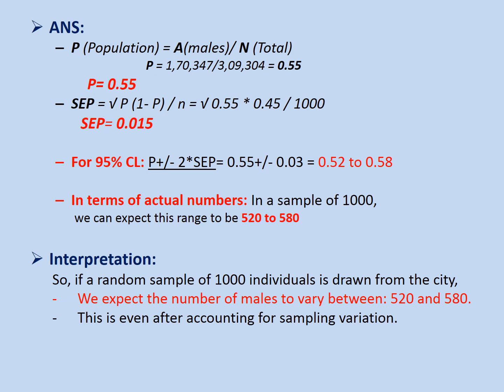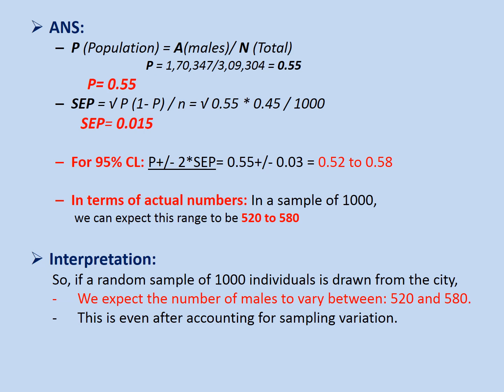The number of males in the population of the given city is 1,70,347, divided by N. N means total population size. Here it is 3,09,304. By dividing that, we get the population proportion, or population probability of selection of males, equal to 0.55. So capital P is equal to 0.55.